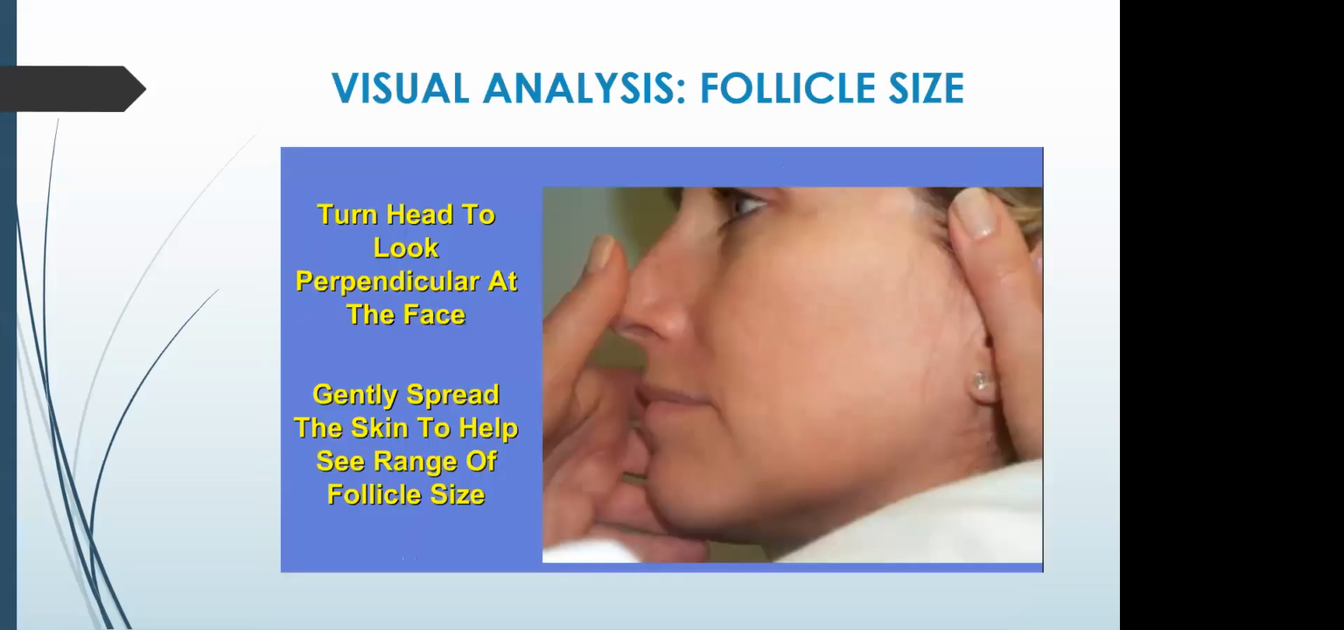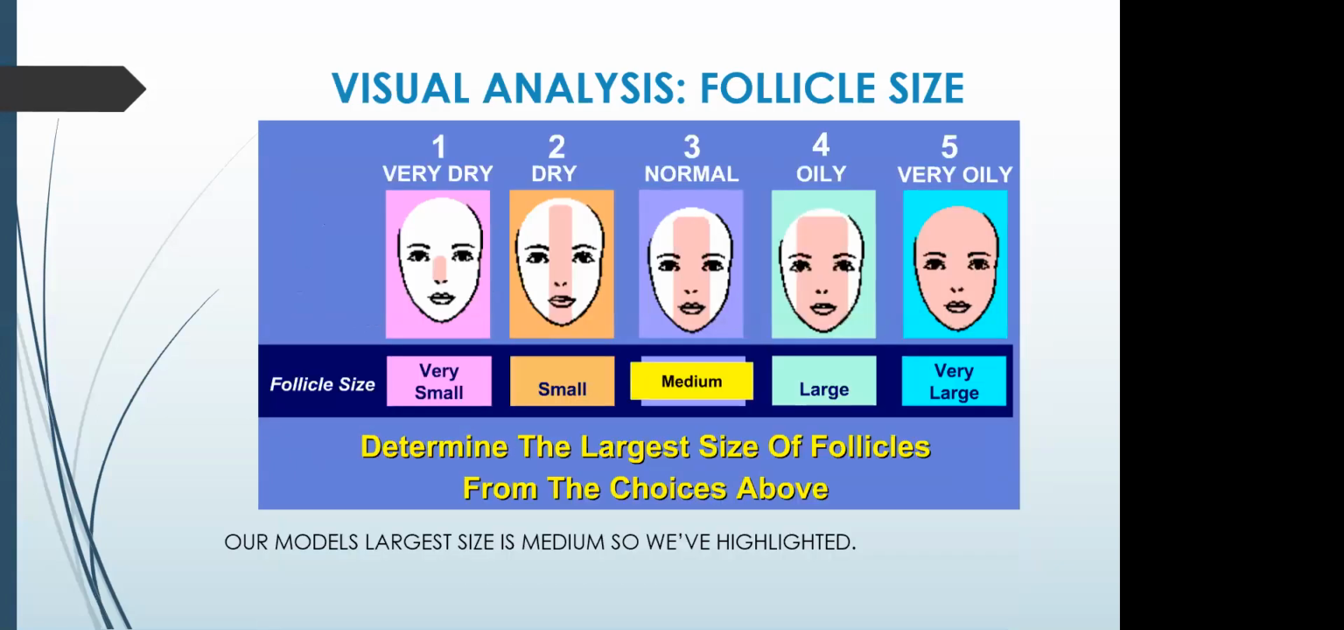So to do your visual analysis, you want to turn the head to look perpendicular at the face and then gently spread the skin to help see the range of your follicle size. If needed, you could use a mag lamp as well. Once we determine the range, you're going to highlight the largest follicle size that you see. For our example, our model is medium.